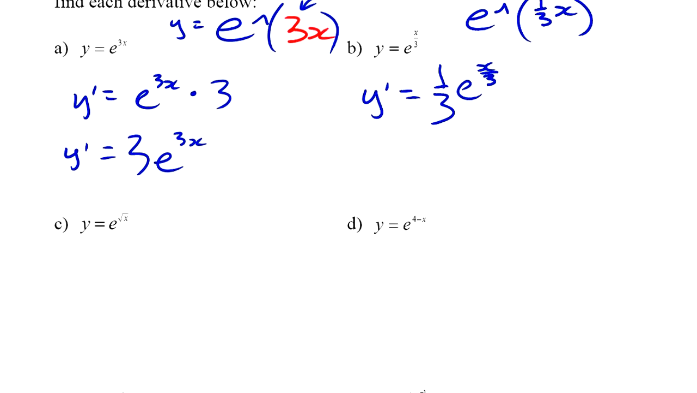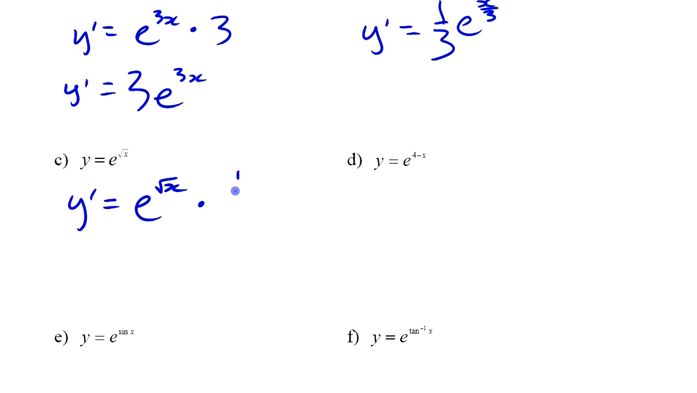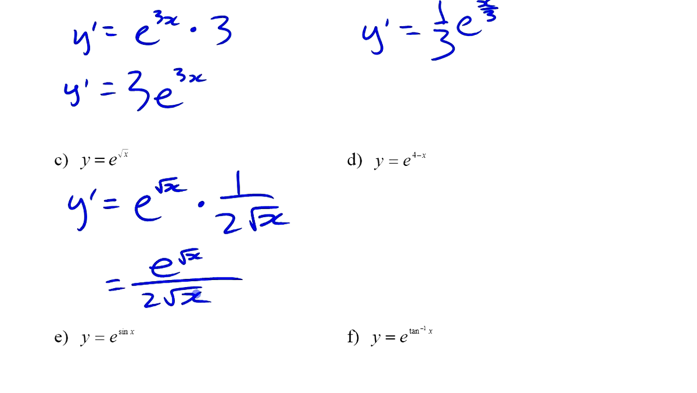Some other ones here. Y equals e to the square root of x. Well, y prime is going to be e to the square root of x times the derivative of that inside function. Inside function is square root of x, so its derivative is 1 over 2 square root of x. So probably the simplest, most compact way to write that is e to the x over 2 square root of x. Can't simplify or cancel anything there in any meaningful way.